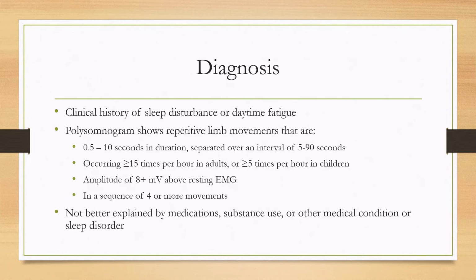In order to diagnose periodic limb movement disorder, you'll need a clinical history of sleep disturbance or daytime fatigue, and it does require a polysomnogram, which will show repetitive limb movements that are between half a second to 10 seconds in duration and separated over an interval of 5 to 90 seconds. And these intervals will occur at least 15 times per hour in adults and at least 5 times per hour in children. The limb movements will need an amplitude of 8 or more microvolts above the resting EMG, and it's usually in a sequence of 4 or more movements.